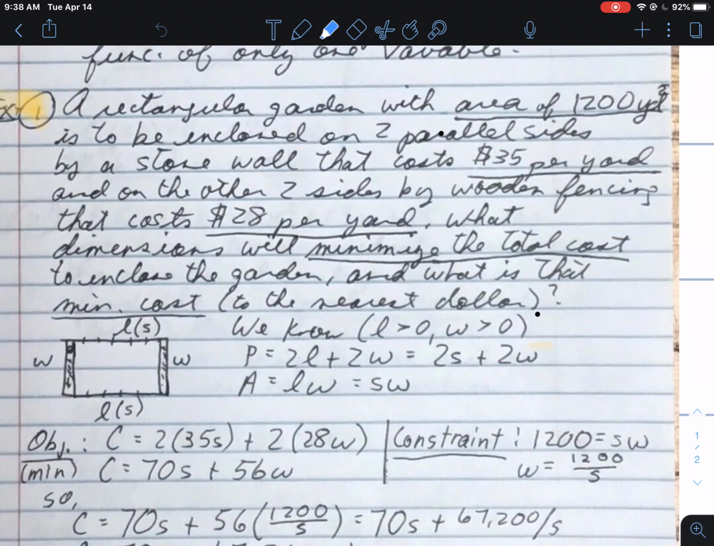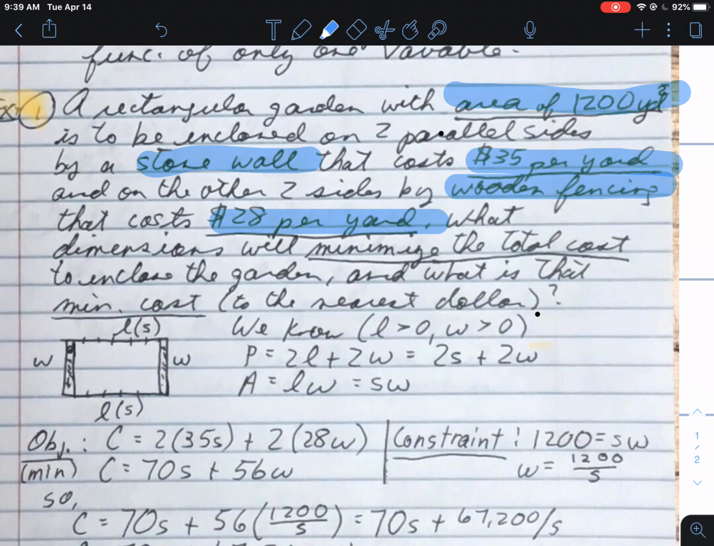So example number one. We've got a rectangular garden with an area of 1,200 square yards. It's to be enclosed on two parallel sides by a stone wall that costs $35 per yard. So two sides of my garden are going to have a stone wall, the cost of which is $35 per yard. And on the other two sides, we're going to put wood fence. And the wood fence costs $28 per yard.